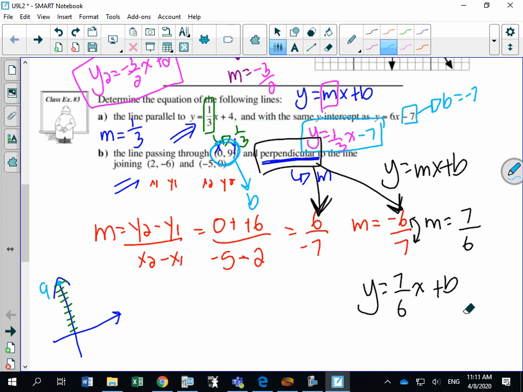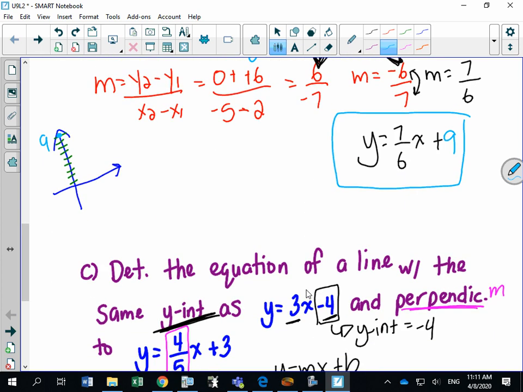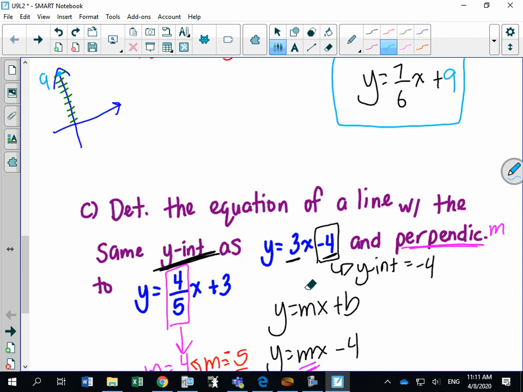So then I go over here and I'm going to erase this and put in plus 9. The equation of this line has a y-intercept of 9, which is that guy there, and its slope is perpendicular to this. The slope of this is negative 6 over 7, so my new slope is 7 over 6. Those are the 3 questions, or the only class examples that we're going to do from this lesson.